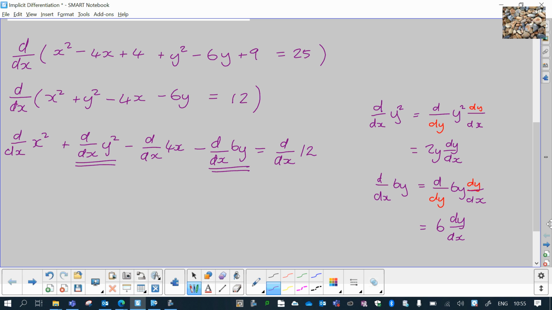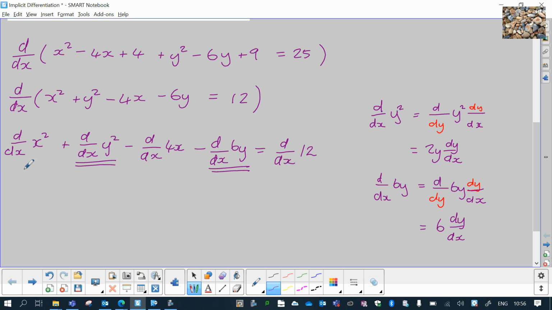Now the shorthand here, the thing that's actually happening that you can take forward into every example that you're going to do, is when you differentiate a y term with respect to x, you must differentiate as you would ordinarily, so that y squared becomes 2y. But remember to multiply by dy by dx. The reason we multiply by dy by dx is here.